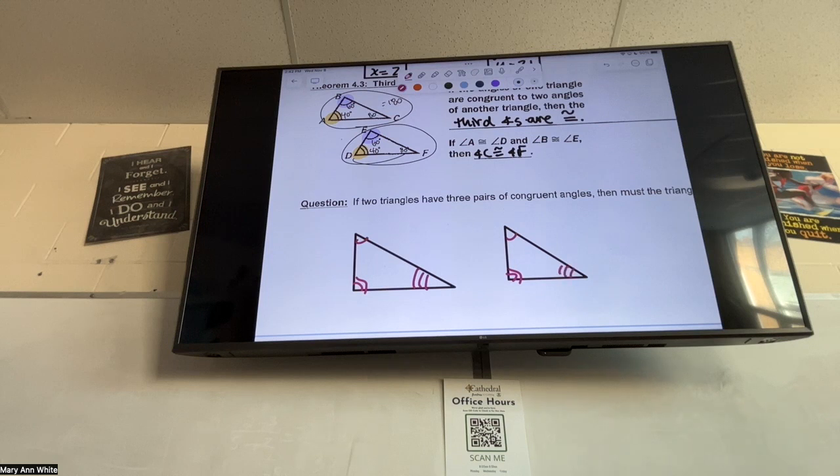Based on the definition I told you earlier, is that enough information to know that both whole triangles are congruent? Michael, you're shaking your head. I agree. Why not?